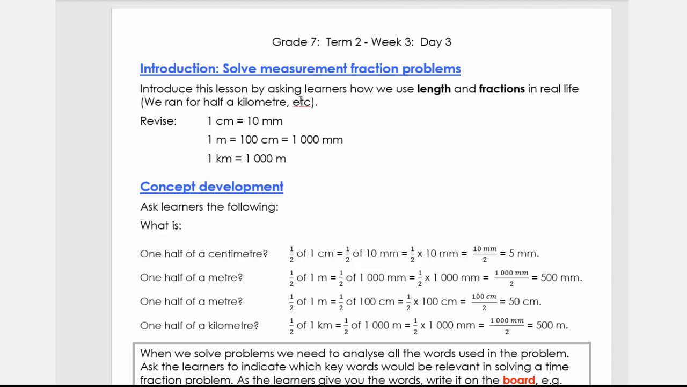So what we're going to need to revise is that 1 centimeter equals 10 millimeters, 1 meter equals 100 centimeters or 1,000 millimeters, and 1 kilometer equals 1,000 meters. So I want you to pause here and revise it. You can also ask a few questions. So you can convert things from centimeters to millimeters, from meters to centimeters to millimeters, from kilometers to meters, or from meters to kilometers.